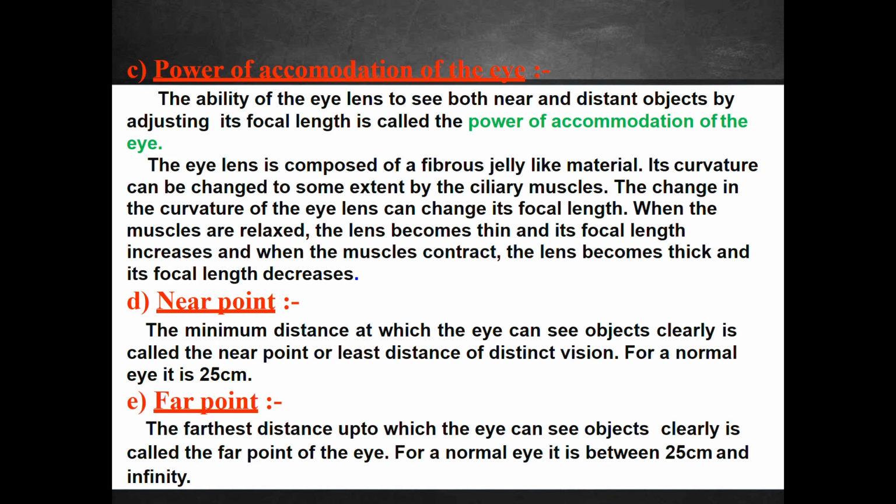Then far point, the farthest distance up to which the eye can see objects clearly. This is known as the far point of the eye. And for the normal eye, the far point is infinity. So the vision for the normal eye is between 25 centimeters and infinity.